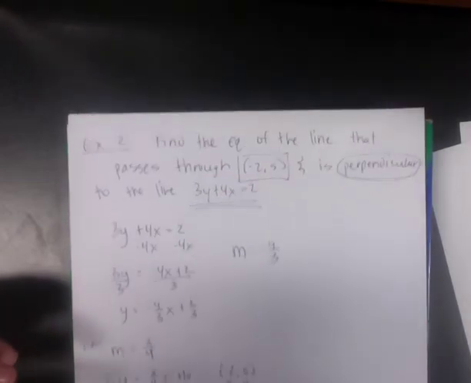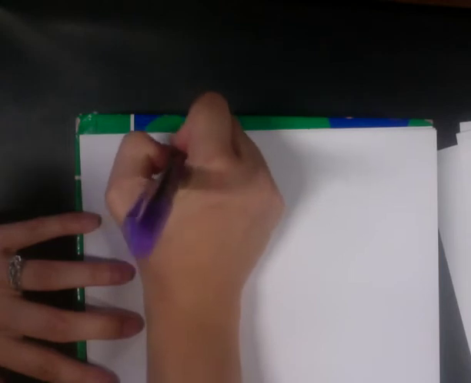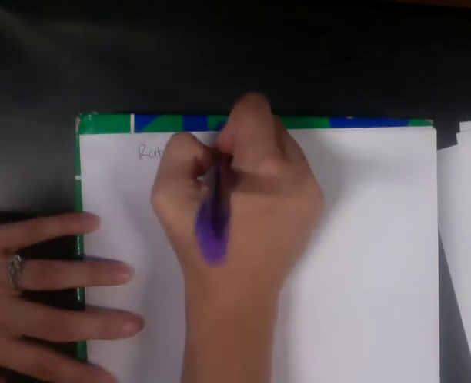All right, so those are equations of a line. Let's talk about rationalizing the denominator.